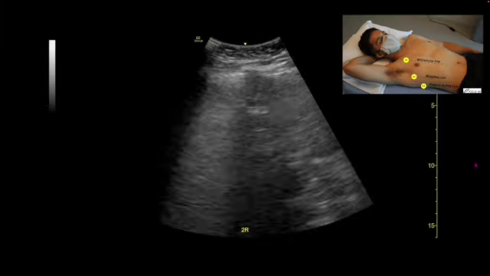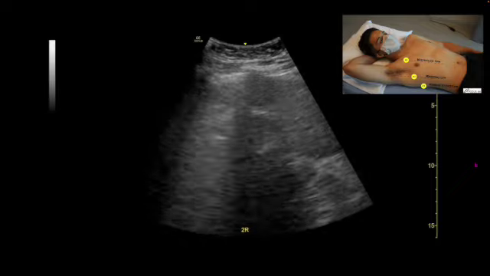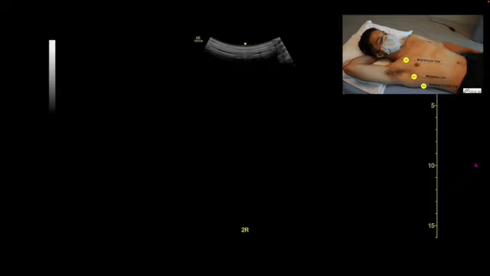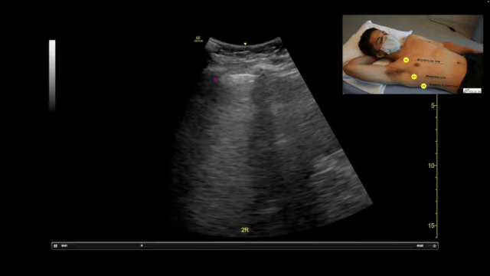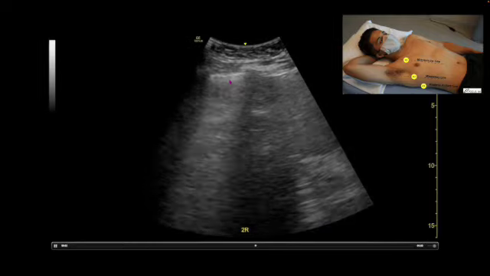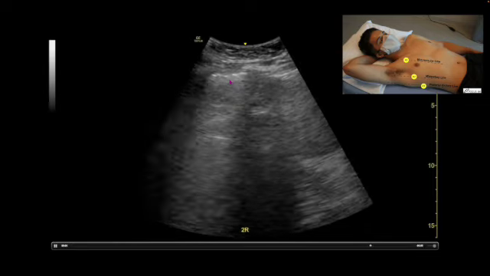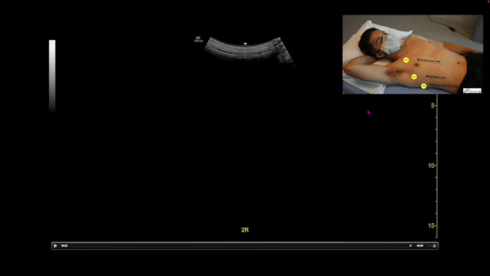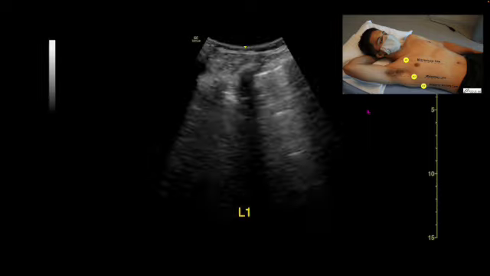So this is what we see. On our right side, is there lung sliding? Here's our pleural line. We see nice twinkling. Yes, there is lung sliding. So there's no pneumothorax on the right side of this chest wall.